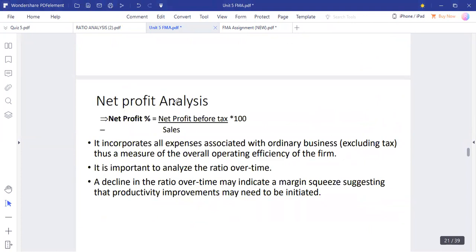So the net profit margin is the net profit before tax over sales. This one incorporates all the expenses associated with the business, excluding the tax.